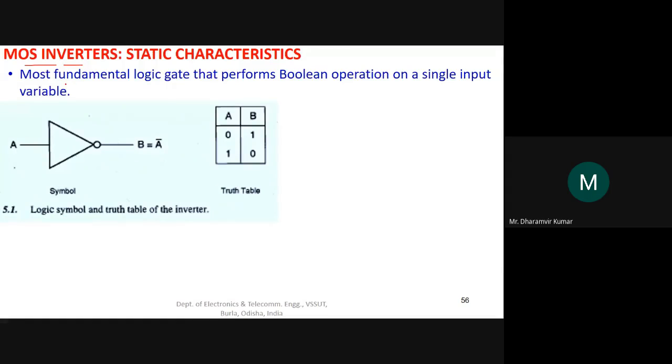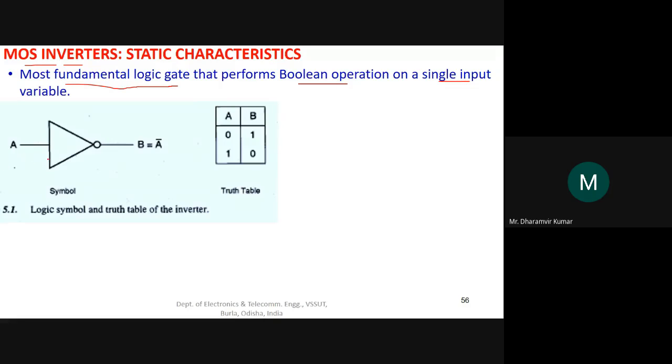Inverter is the most fundamental logic gate, meaning the simplest logic gate that performs a Boolean operation on a single input variable. It has one input signal and one output signal. All other gates have more than one input signal. Only the inverter is that gate which has just one input and one output signal.